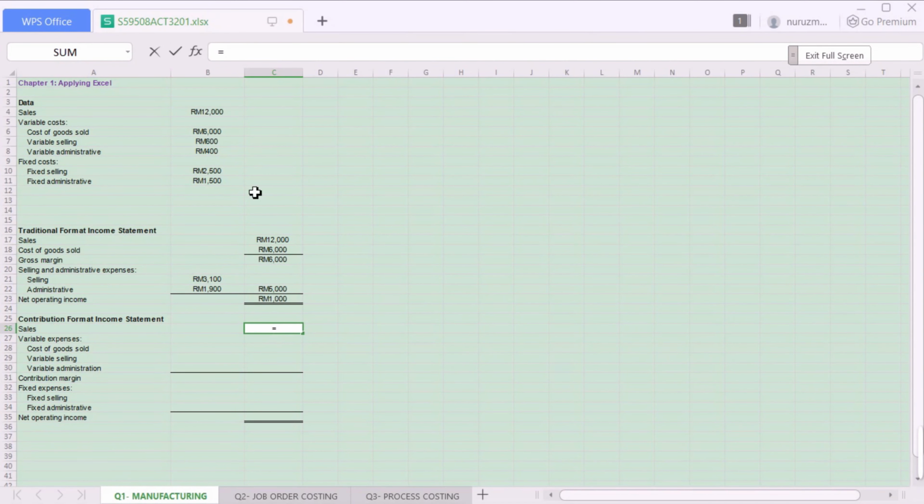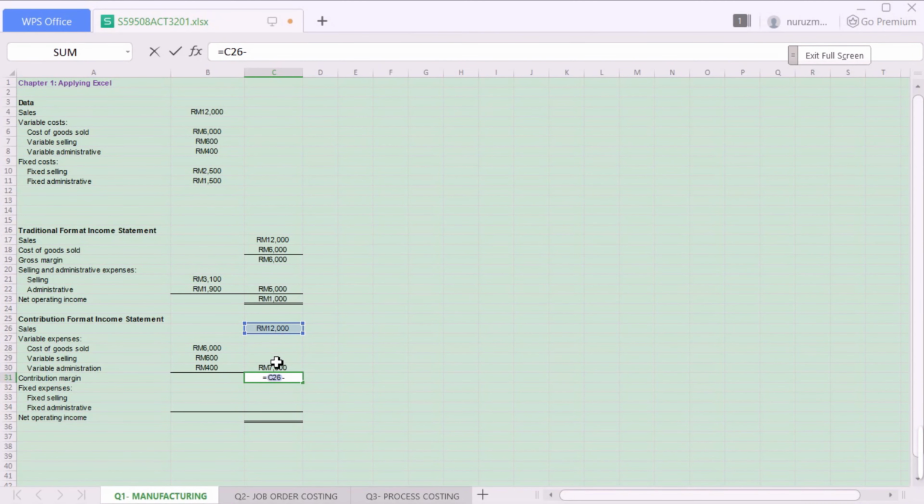Next, contribution format income statement. Sales 12,000. Variable expense contains cost of goods sold 6,000. Variable selling 600. Variable administration 400. Total variable expense is cost of goods sold plus variable selling plus variable administration equals 7,000.